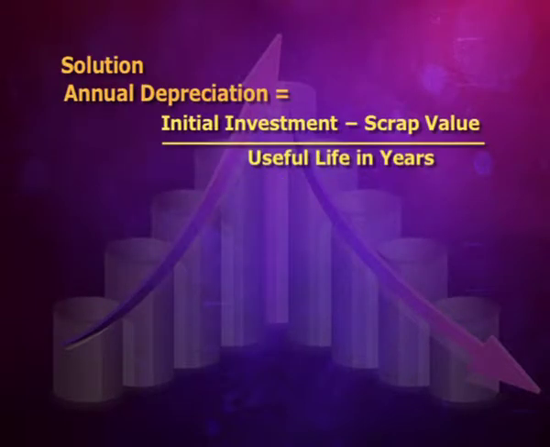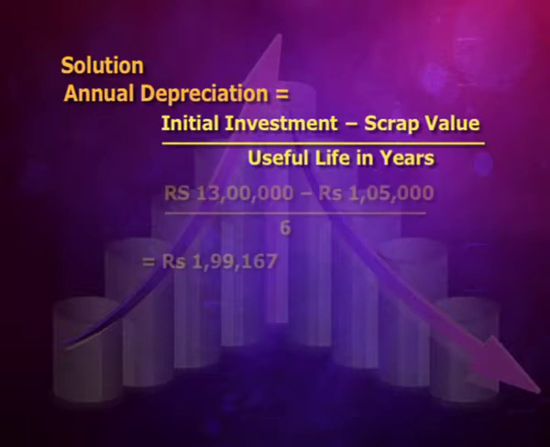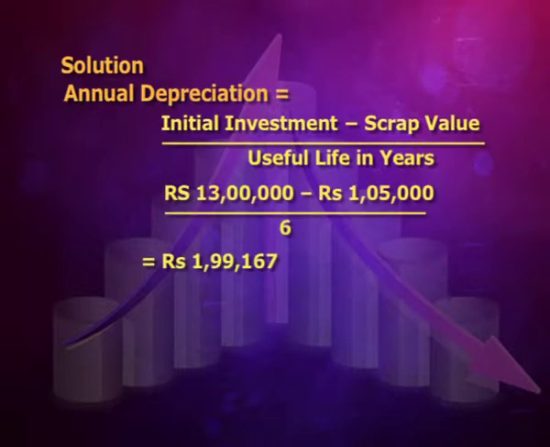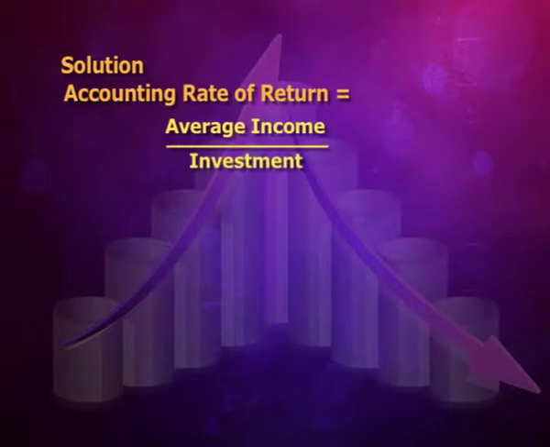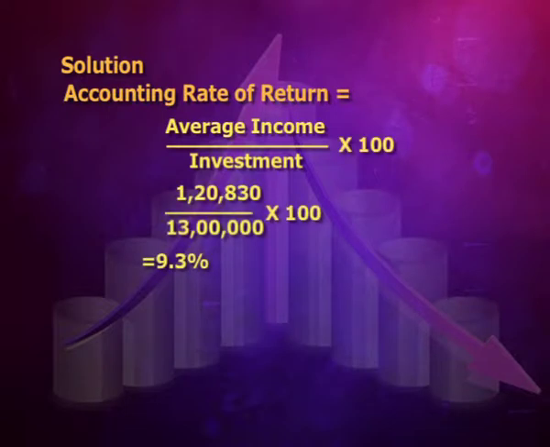Let's solve it. First, we will calculate annual depreciation, which is equal to initial investment minus scrap value to be divided by useful life of the equipment. Annual depreciation comes to 1,99,167. Then we will calculate average accounting income, which comes to rupees 1,20,830. Then we will apply the formula for accounting rate of return, that is average income to be divided by investment. We get 9.3% as accounting rate of return.